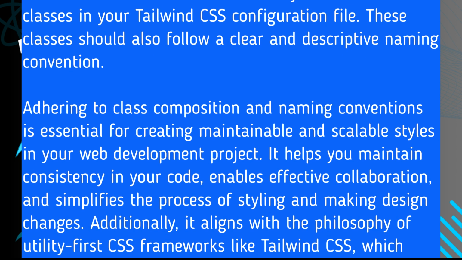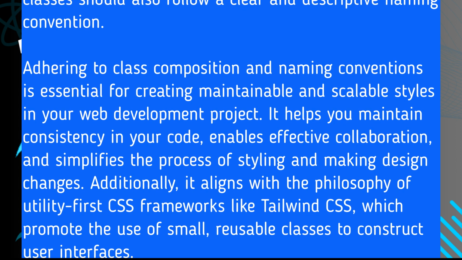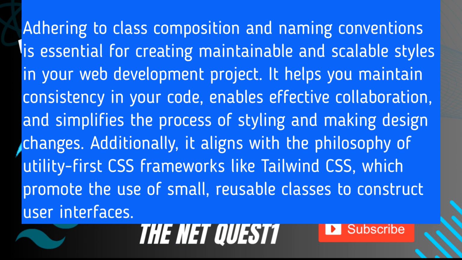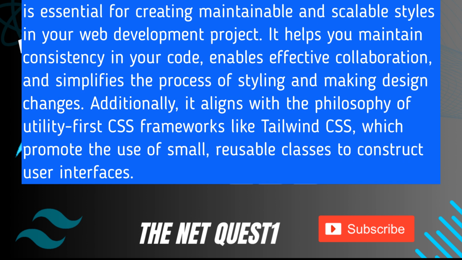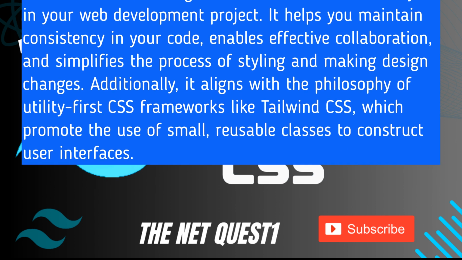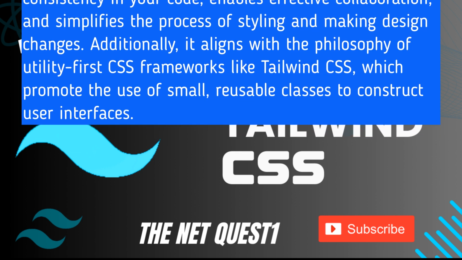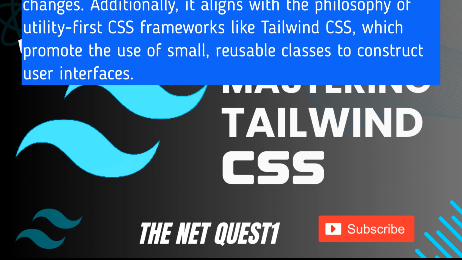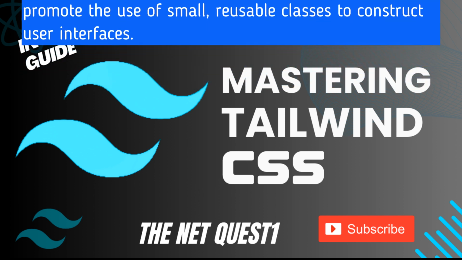Adhering to class composition and naming conventions is essential for creating maintainable and scalable styles in your web development project. It helps you maintain consistency in your code, enables effective collaboration, and simplifies the process of styling and making design changes. Additionally, it aligns with the philosophy of utility-first CSS frameworks like Tailwind CSS, which promote the use of small, reusable classes to construct user interfaces.